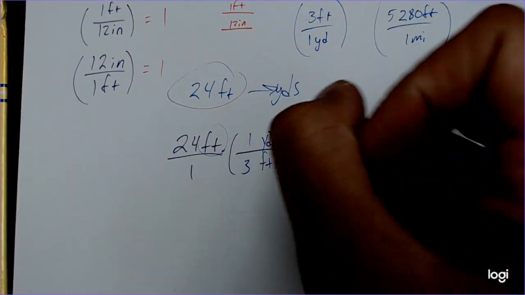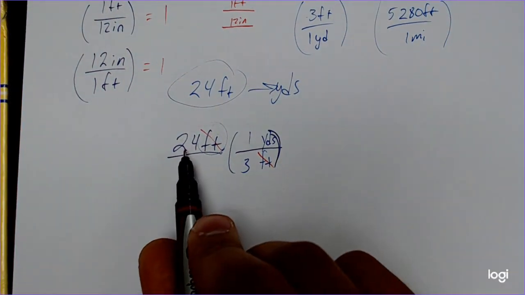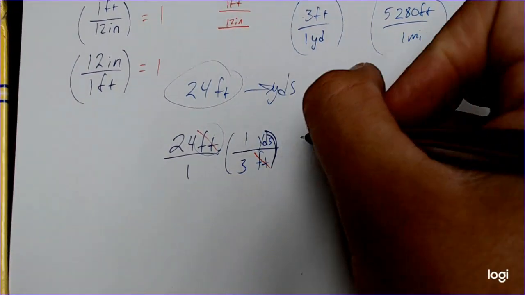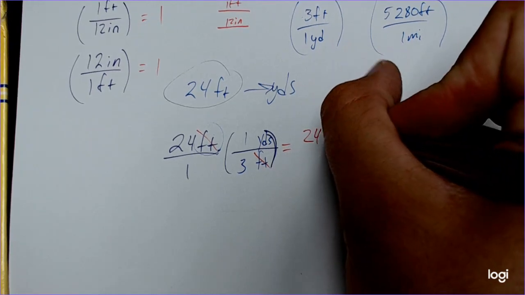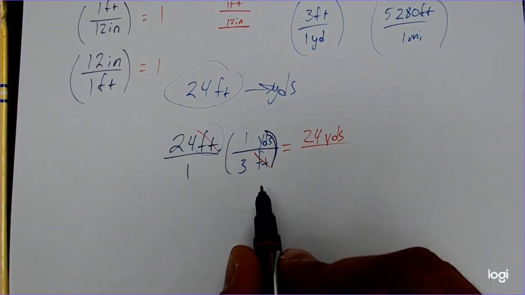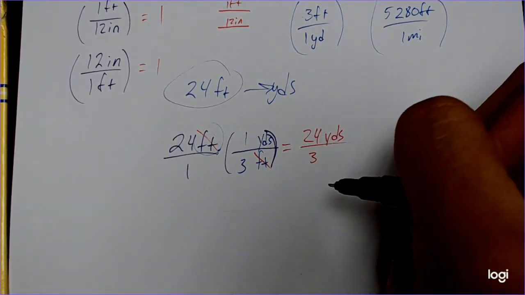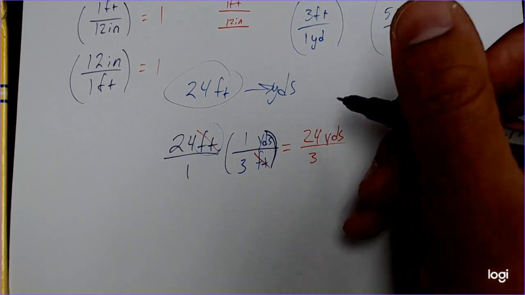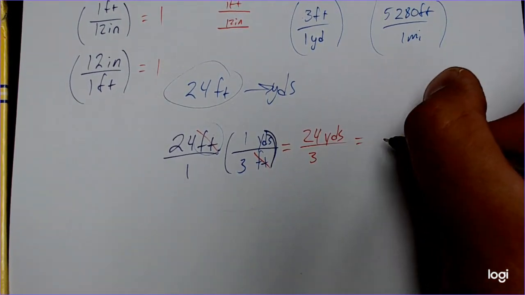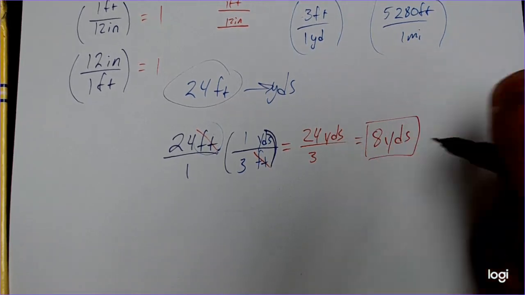So before I multiply, I see, hey, I can cross cancel the word feet, and now if I multiply 24 times 1 yards, that equals 24 yards. And then if I multiply 1 times 3, because the feet is gone, that just gives me 3. So now I have 24 over 3 yards. Hey, that can reduce. I know 3 goes into 24 8 times, so that just equals 8 yards. And that is my final answer.